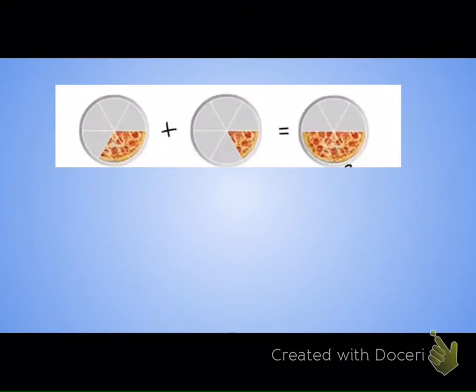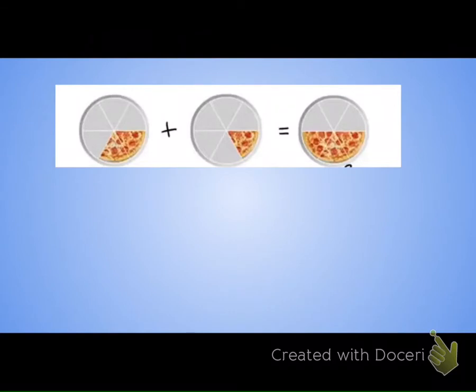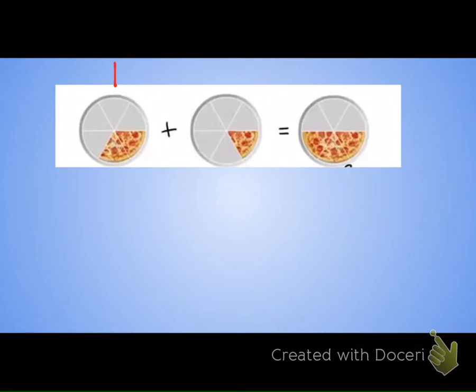All right, let's take a look at this example here. We have a couple pizzas, and you can see the first pizza here. We'll just call this pizza number 1. So how many total pieces does this pizza have? So let's just go ahead and count. We have 1, 2, 3, 4, 5, 6. And how many pieces does pizza number 2 have? 1, 2, 3, 4, 5, 6.